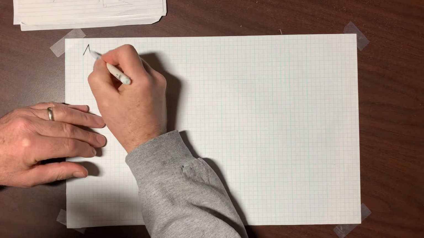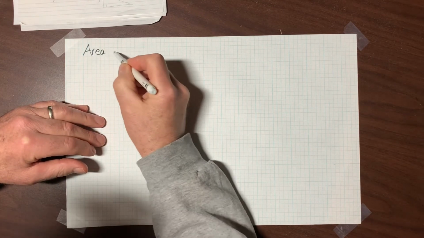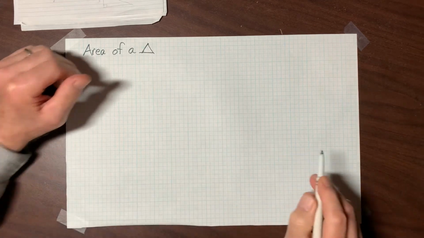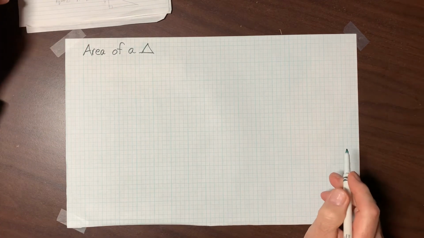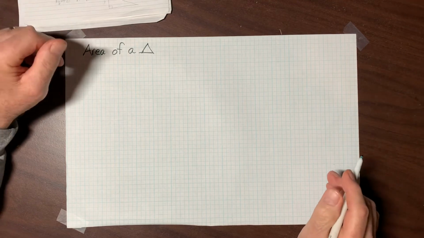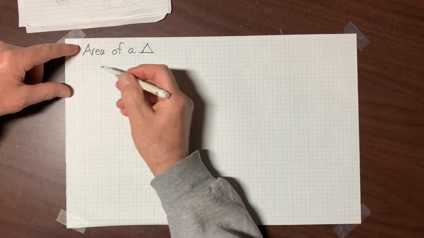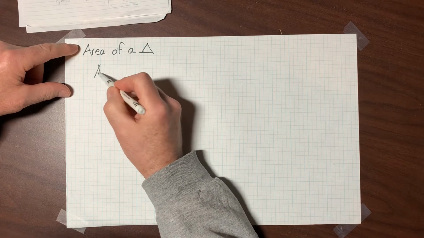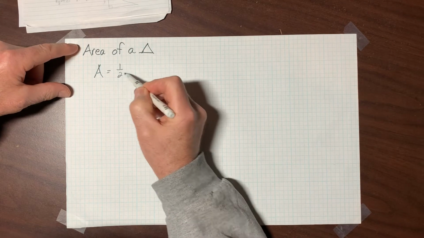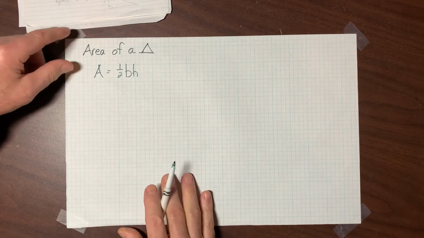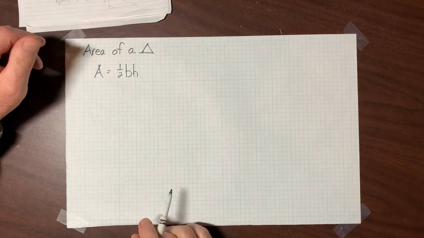We're going to do some problems involving the area of a triangle. You probably didn't realize it, but there's more than one way to find the area of a triangle. Here's your basic formula here. Area of a triangle is 1/2 times the base times the height. And you guys have known this forever and ever.